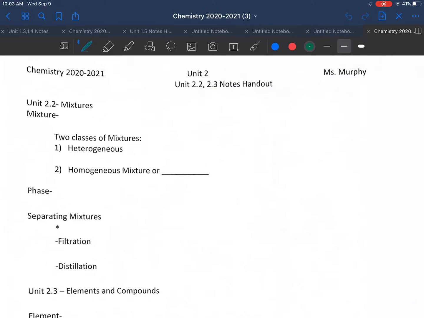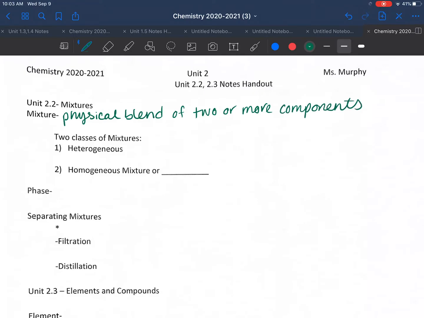So the first unit is unit 2.2, or mixtures. How we define a mixture is as a physical blend of two or more components. There are two types of classes that mixtures are put into. They can either be heterogeneous or homogeneous.